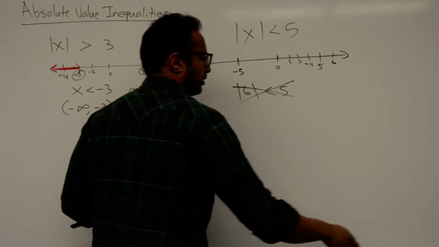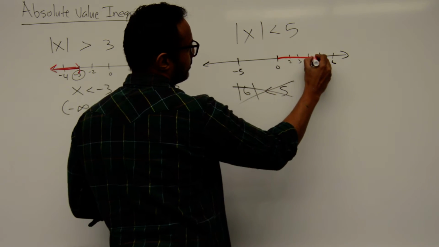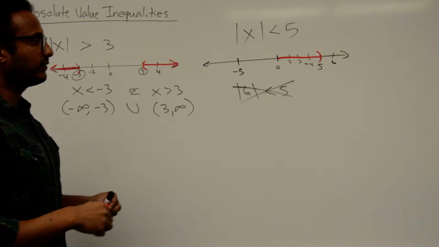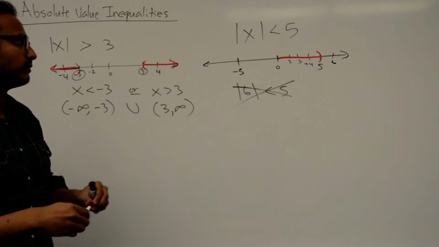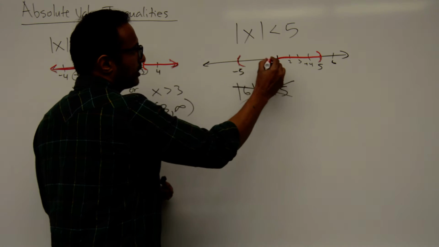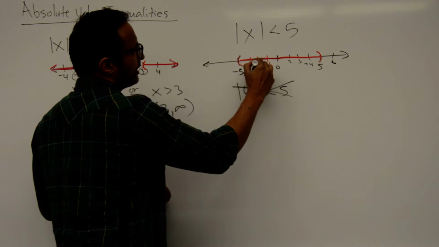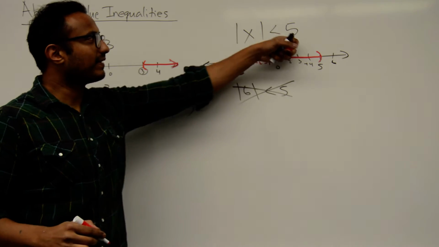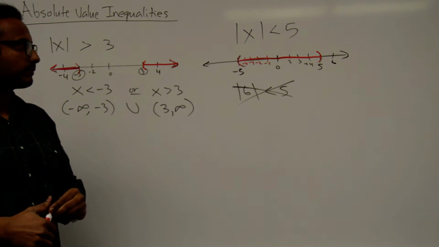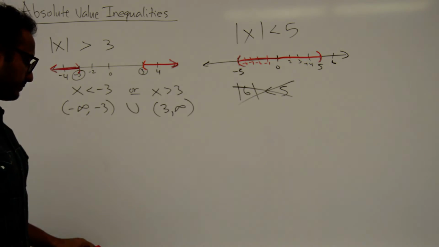Okay, so on one side, we can go from 0 to 5. Well, we got to stop there because if you go past 5, then it's no longer less than 5 spaces from 0. Same thing on the other side. We can go to -5 because -1, -2, -3, -4, all of these numbers are less than 5 spaces away from 0. Okay, so this becomes your solution set.